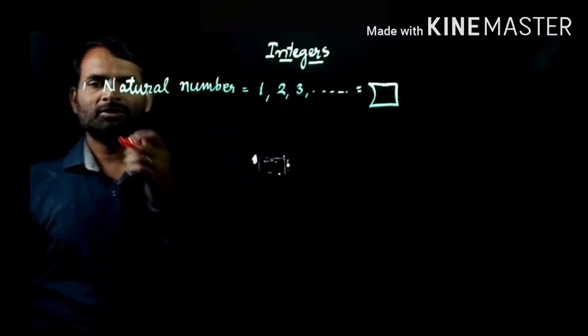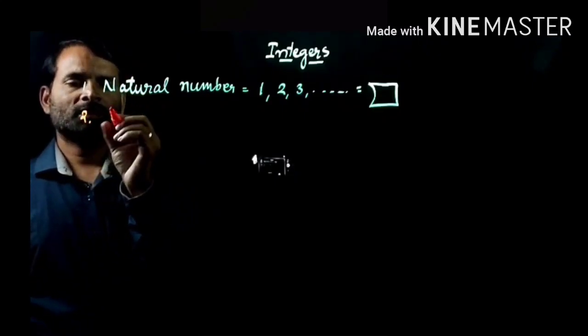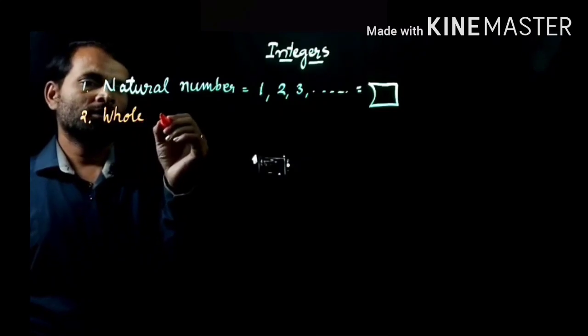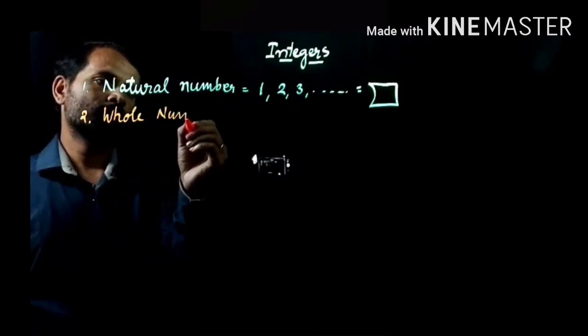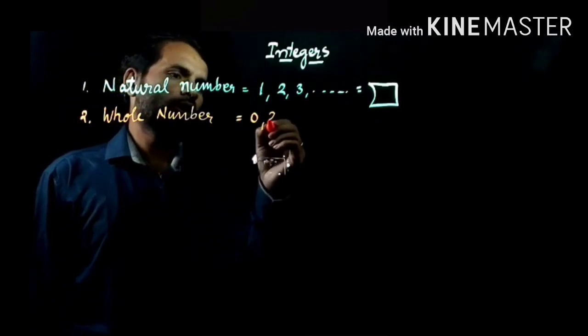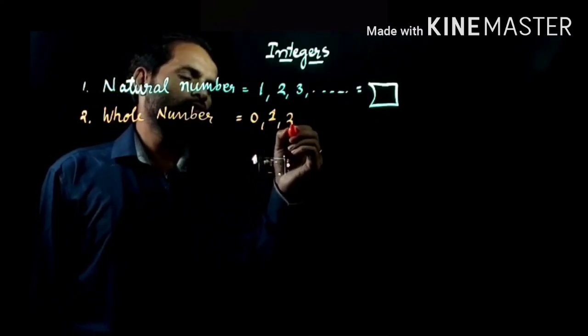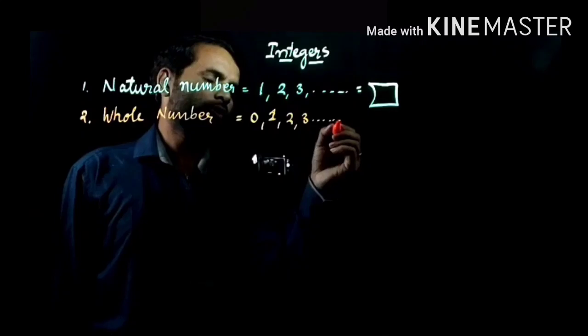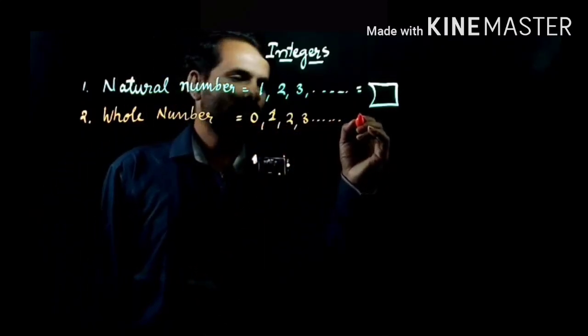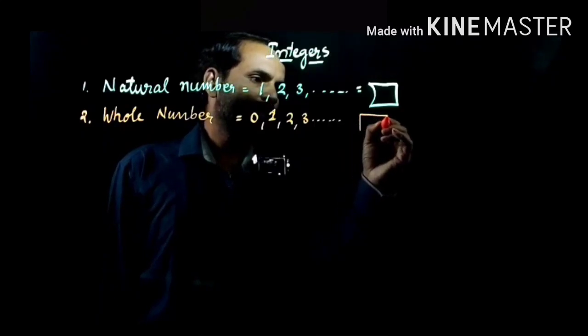The second number you understand here is the whole number. Whole numbers start from 0, 1, 2, 3 and so on. And the symbol of whole numbers is a rectangle form.